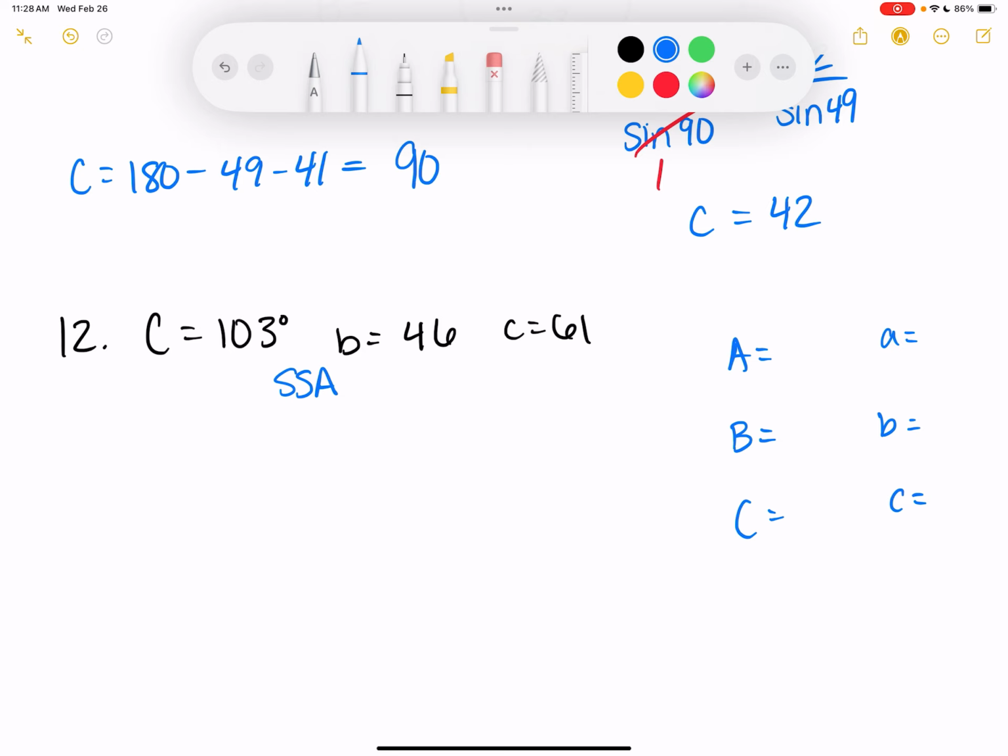Obtuse. So in this case, it's C compared to B, because it's always the side that has the angle with it. So this is C in relation to B. We're looking at, is C less than or equal to B, or is it greater than B? Okay, so C is greater than B. That means we have one triangle.